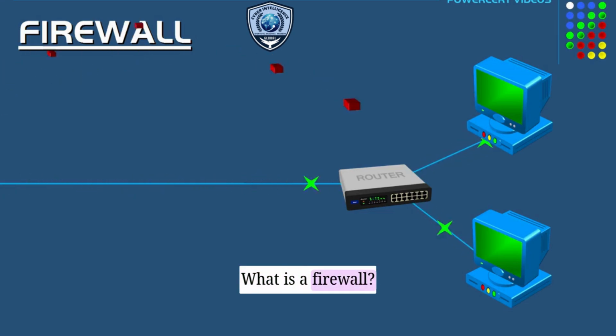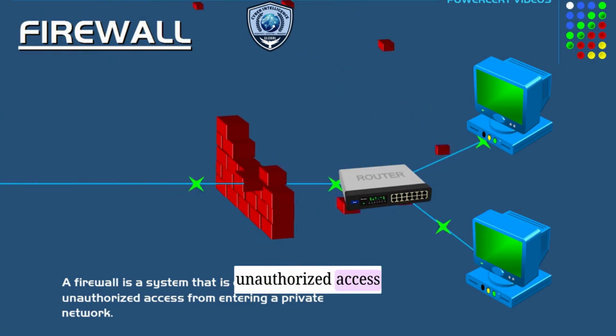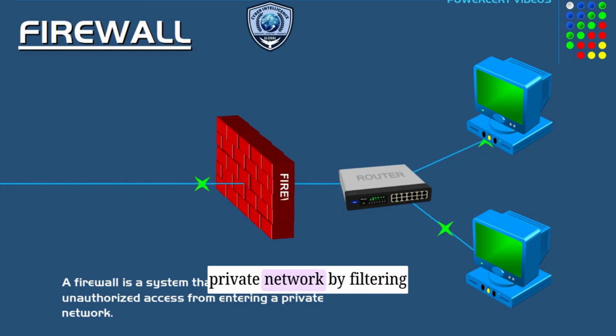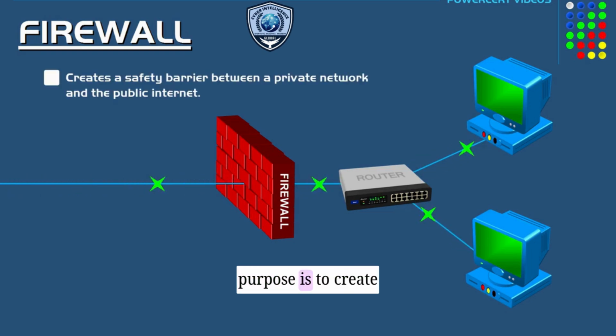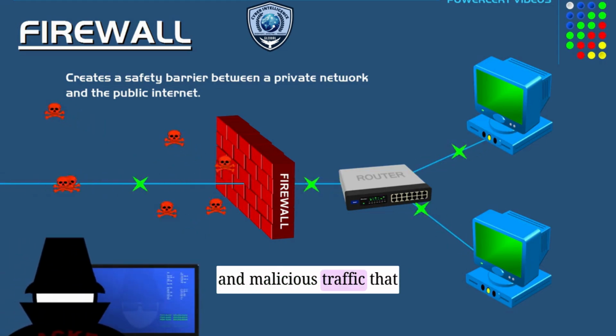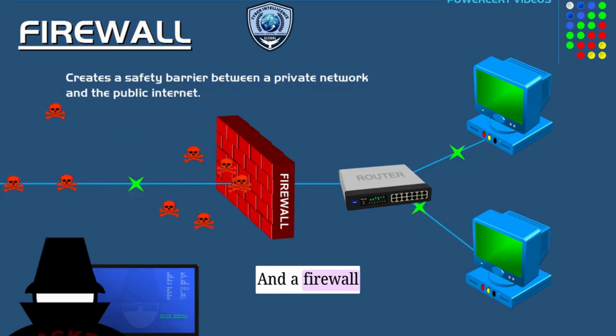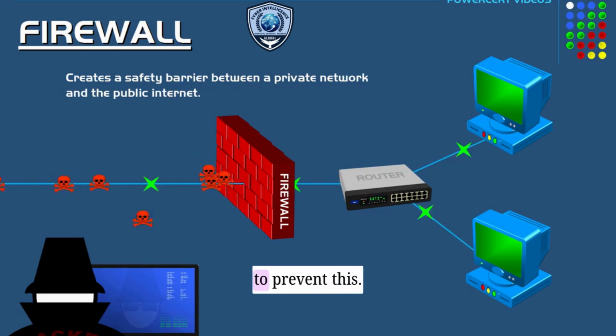What is a firewall? A firewall is a system that is designed to prevent unauthorized access from entering a private network by filtering the information that comes in from the internet. A firewall blocks unwanted traffic and permits wanted traffic. So a firewall's purpose is to create a safety barrier between a private network and the public internet. Because out on the internet, there are always going to be hackers and malicious traffic that may try to penetrate into a private network to cause harm. And a firewall is the main component on the network to prevent this.